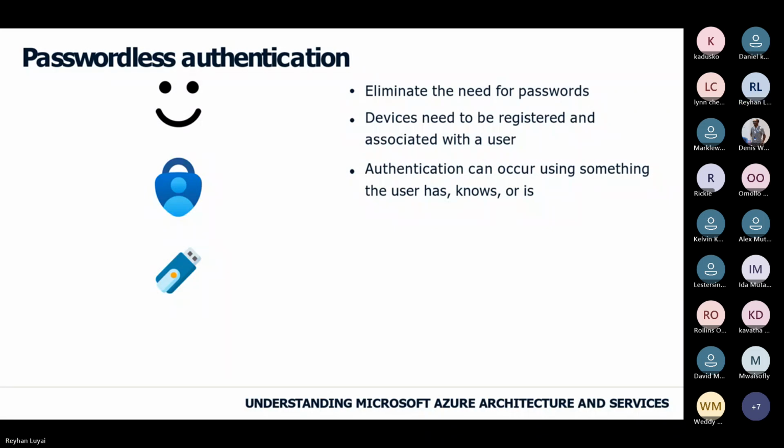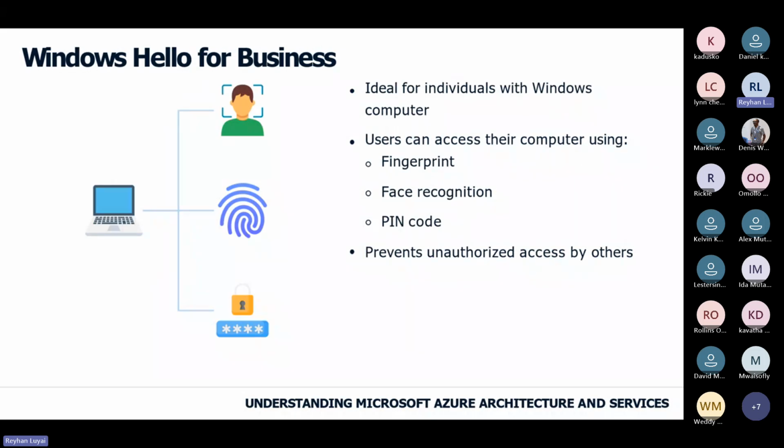Okay. So let's look at another authentication method. We have Windows Hello for Business. This is ideal for individuals with their own Windows computers within the organization. Users can access their computer using biometrics, which is a fingerprint or face recognition, or a PIN code. This prevents unauthorized access by colleagues or wrongly intended individuals.